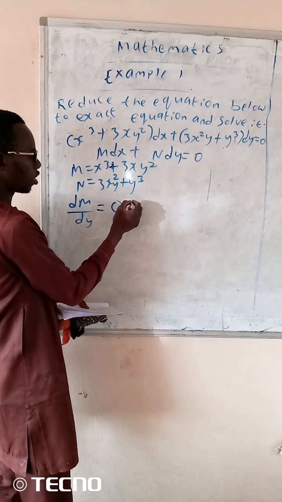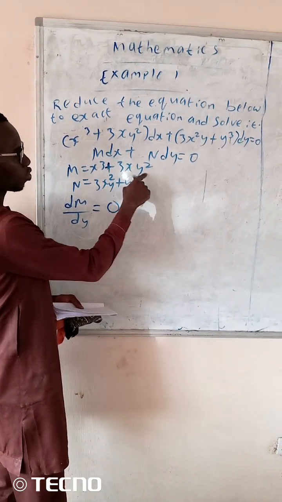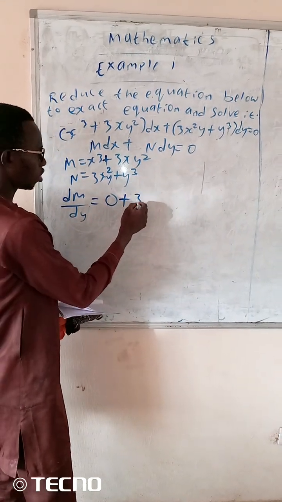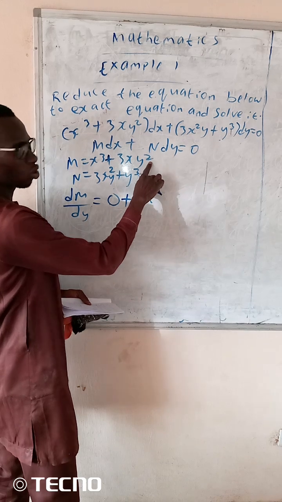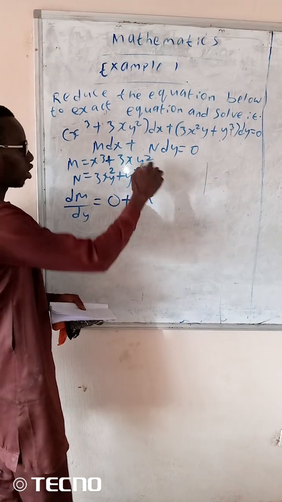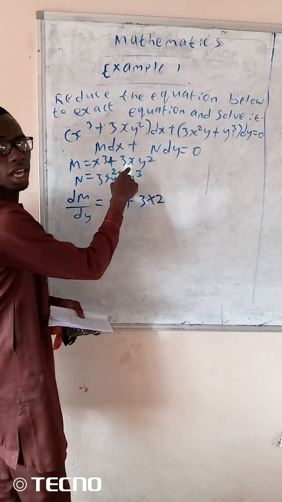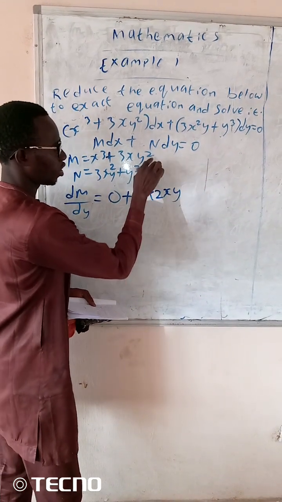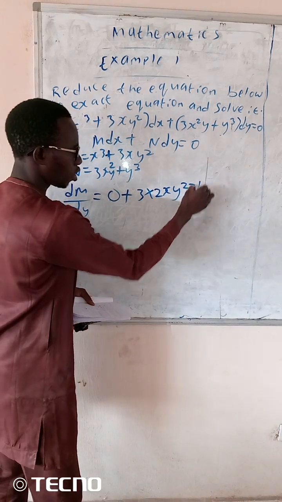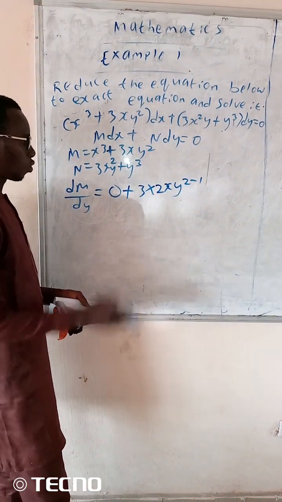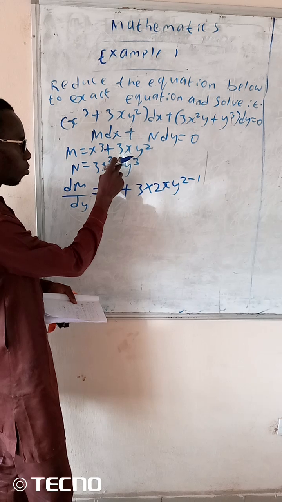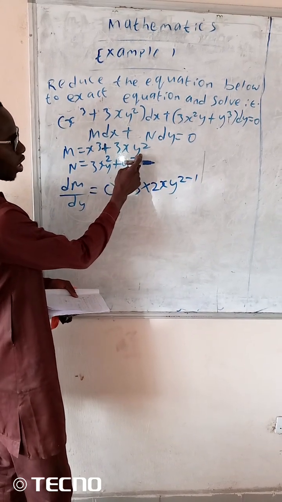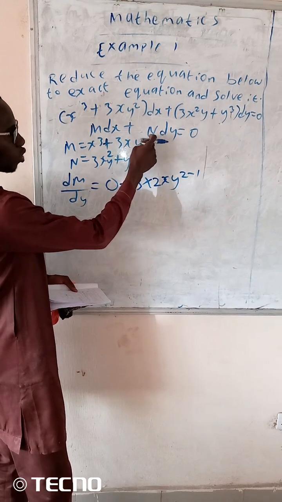We bring our addition sign down. Now we are going to differentiate this with respect to y. How are we going to do that? We have 3 multiplied by the power 2, because we are differentiating with respect to y. We bring down x, then we have y, then we have 2 minus 1. This is how to differentiate it: this power multiplying by this number here. We bring down x, then y raised to the power 2 minus 1.